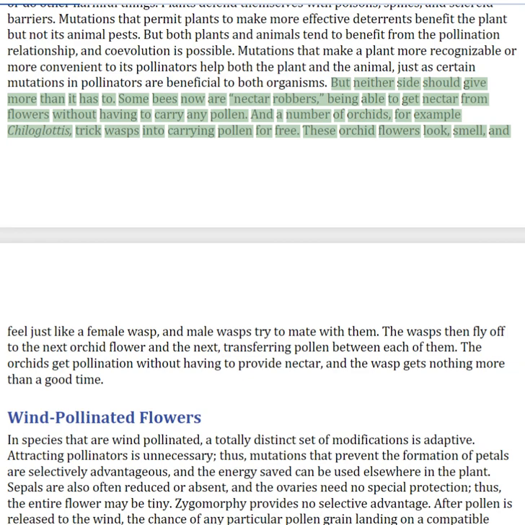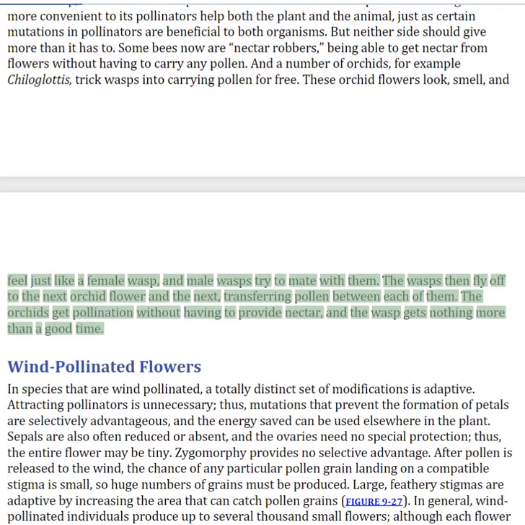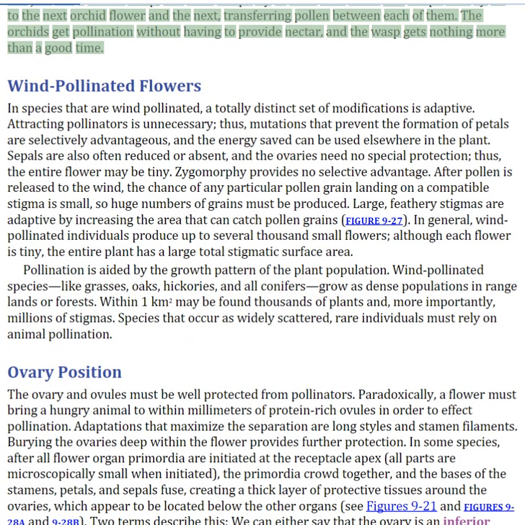Some bees are now nectar robbers, being able to get nectar from flowers without having to carry any pollen. And a number of orchids, for example Chiloglottis, trick wasps into carrying pollen for free. These orchid flowers look, smell, and feel just like a female wasp, and male wasps try to mate with them. The wasps then fly off to the next orchid flower and the next, transferring pollen between each of them. The orchids get pollination without having to provide nectar, and the wasp gets nothing more than a good time.